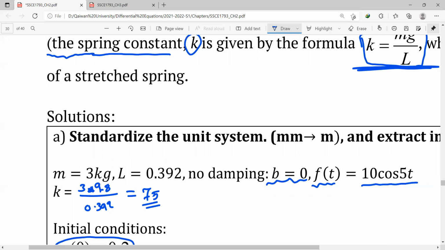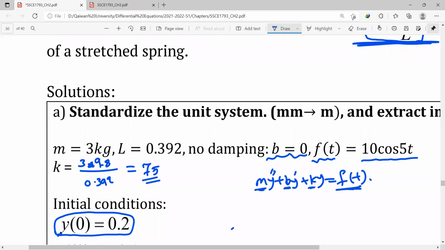We now have given all. First, let's write down the general form of the equation. We say M y double prime plus B y prime plus K y equals f of t. We have given all the unknowns, M, B, K, and f. M is 3. That means the governing equation becomes 3y double prime. B is 0, so you have no y prime because its coefficient is 0. As you have no damping, B is 0. Then plus K, which is 75.